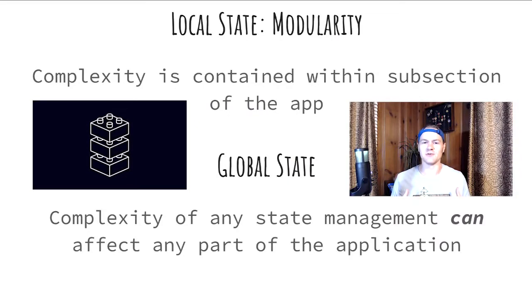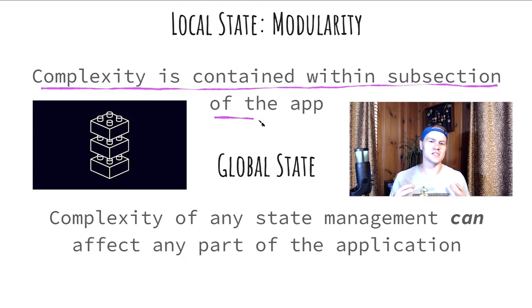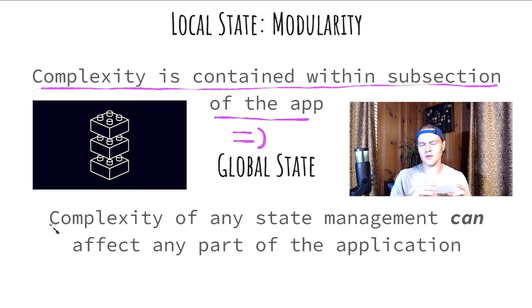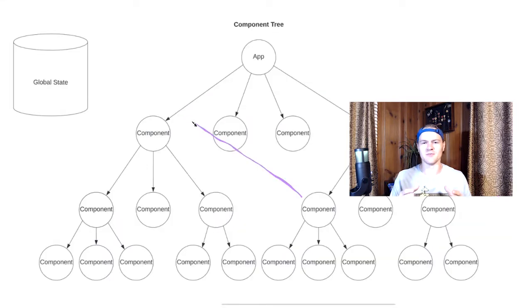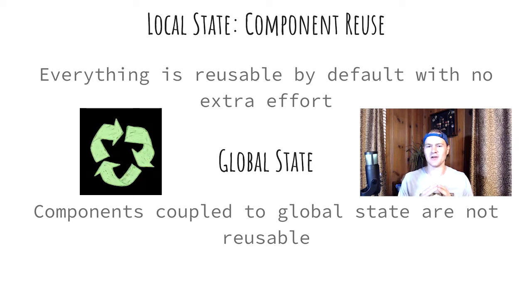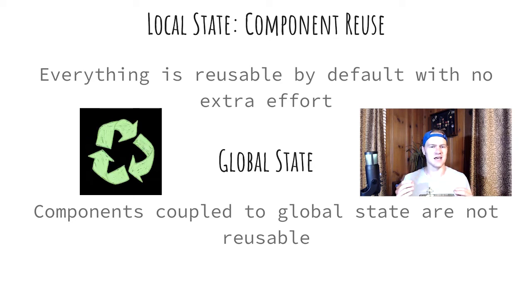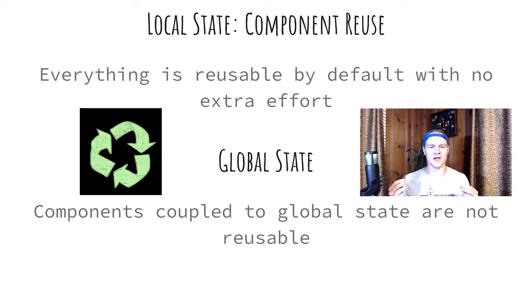So, just to summarize the stuff we just went over, we get better modularity with local state. We know that the complexity of any state management is going to be contained within a smaller subsection of the application. And with global state, we do not get that guarantee whatsoever, right? Any component can access the state, any component can change the state, any component can break the state. And if you use good design, that's less of an issue, but that is more mental overhead that we have to deal with for global state that we do not have with local state. And like I just said, we also get better component reuse, which again is the heart of React. So why would we throw that away if we don't have to?